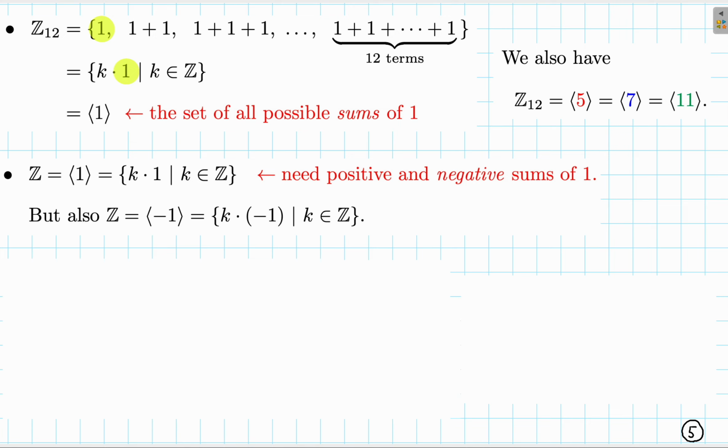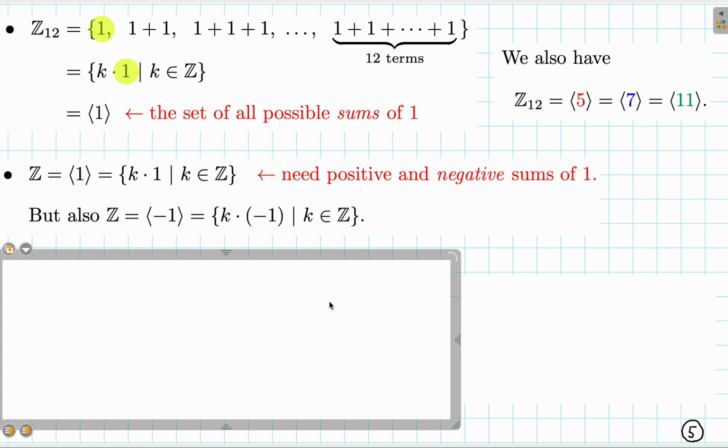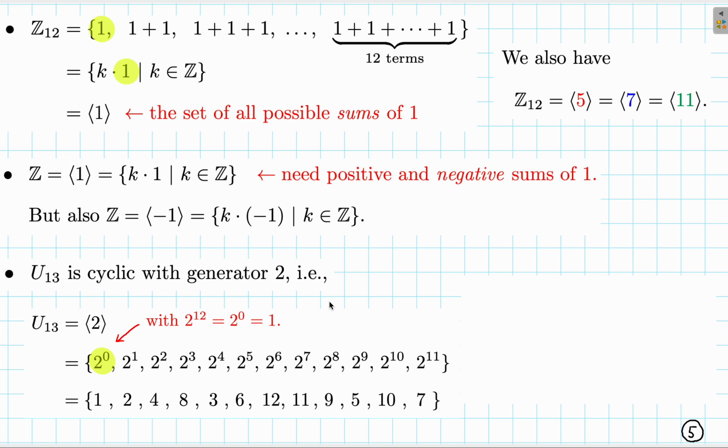Let's switch gears and work with a multiplicative example. Now we've seen that U13 is cyclic with a generator 2. And so if we take all the powers of 2, 2 to the first, 2 squared, 2 to the third, all the way to 2 to the 11th, and then 2 to the 12th, which we'll also call 2 to the 0, is equal to 1. And therefore, we can say that element 2 has order 12.